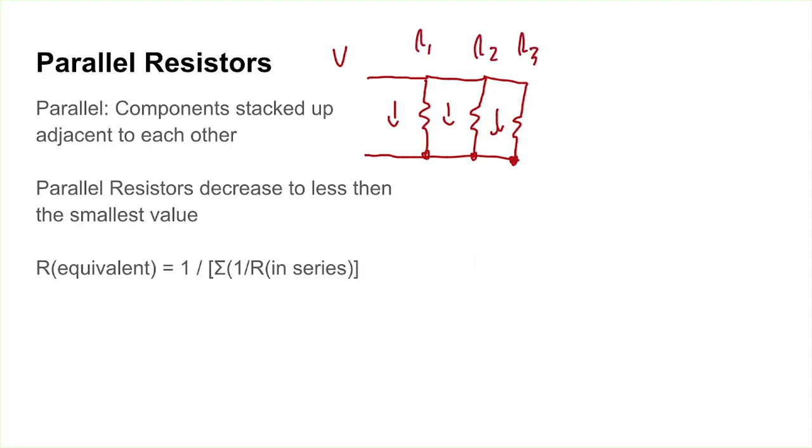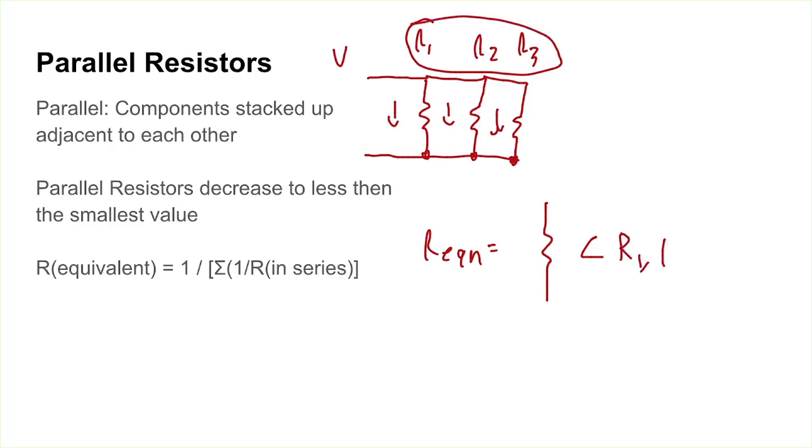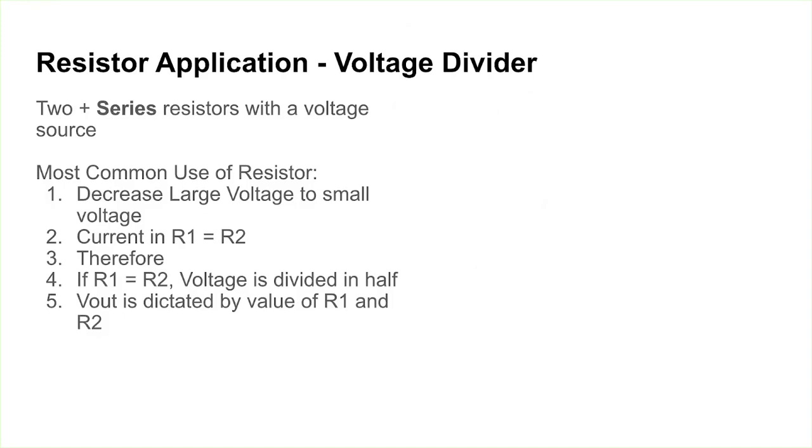So R1, R2, R3, your R equivalent will be equal to a single resistor that's smaller than any of these resistors. So it's going to be smaller than R1 or R2 or R3, and it's going to be more often than not, or always, smaller than the smallest resistor. And the equation to calculate this is that the equivalent resistor is equal to the inverse of the sum of the inverses, which is kind of an annoying equation, but it'll help us in the future.